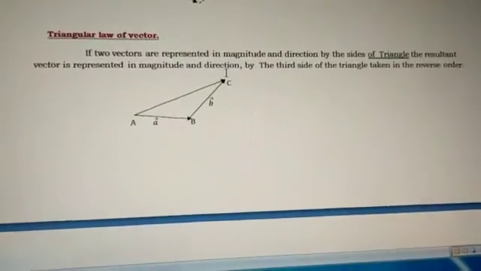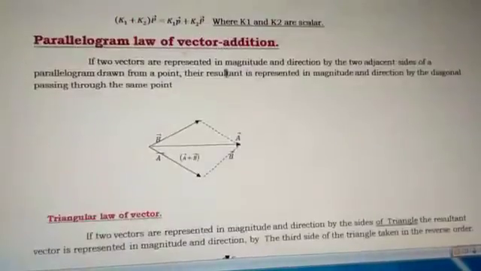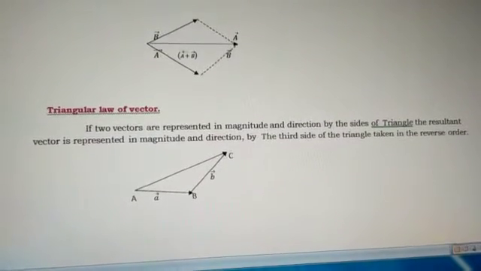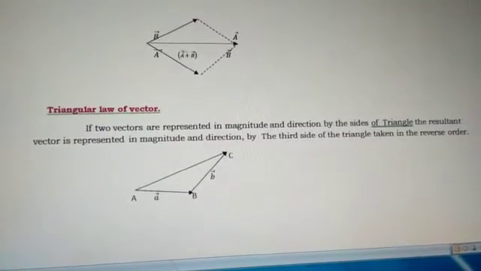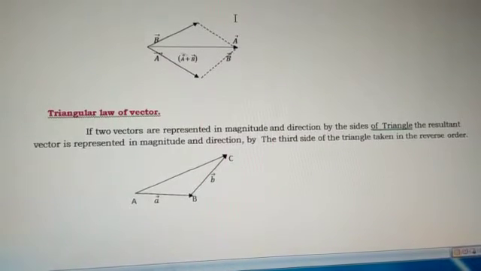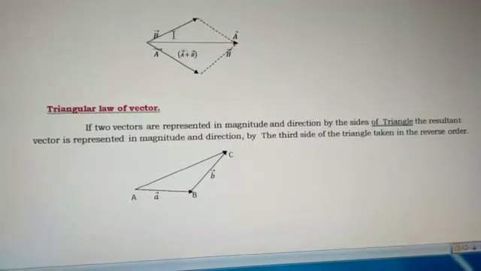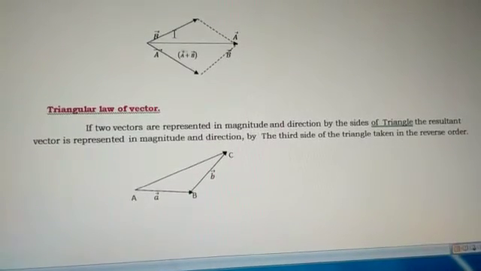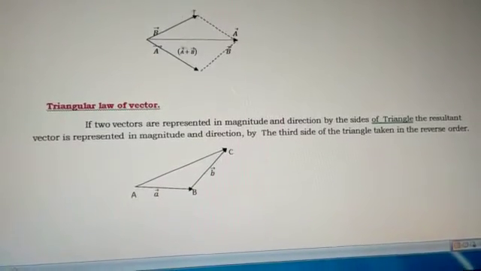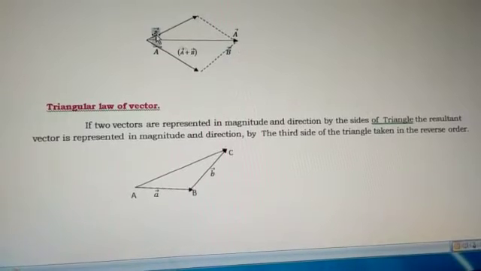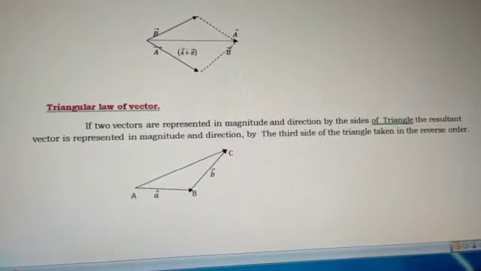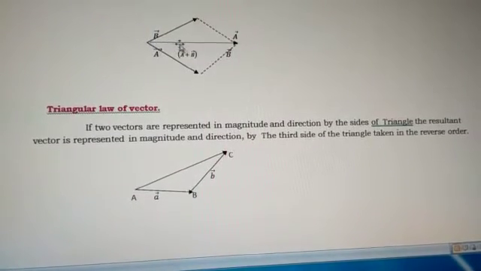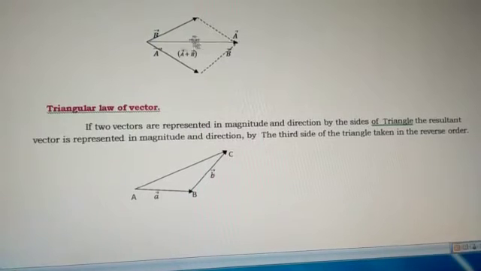In the same manner, we have another important concept, the parallelogram law of vector addition. If two vectors are represented in magnitude and direction, let us consider A as one vector and B as another vector, represented with magnitude and direction by the two adjacent sides of a parallelogram. Let us consider this is the parallelogram. Their resultant represents the magnitude and direction of the diagonal. This is the diagonal drawn here.